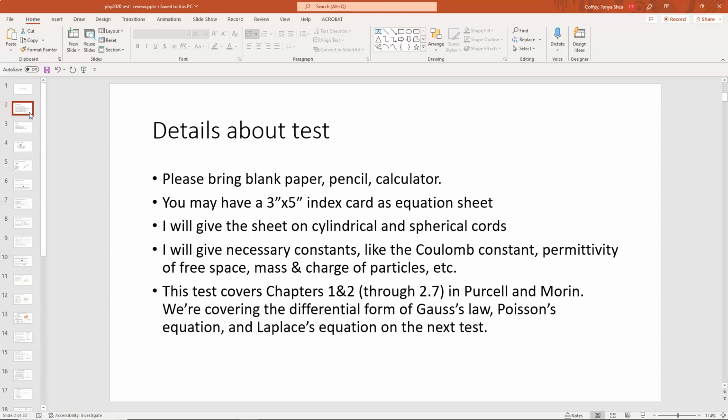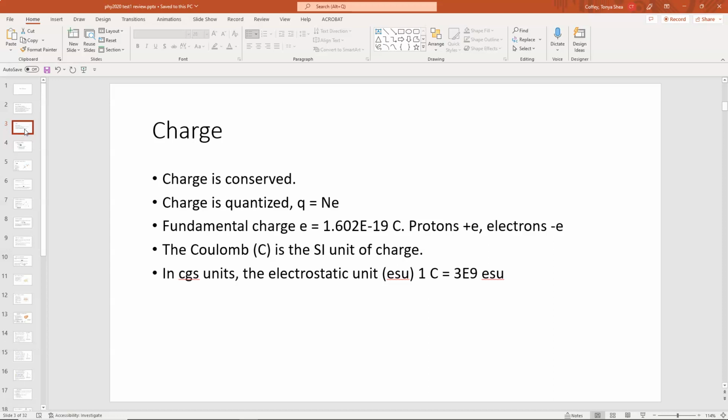This test is going to cover chapters 1 and 2 in Purcell and Warren through section 2.7. We're not covering the stuff on differential forms. That'll be on the next test. So just through the integral stuff. So on to the material.